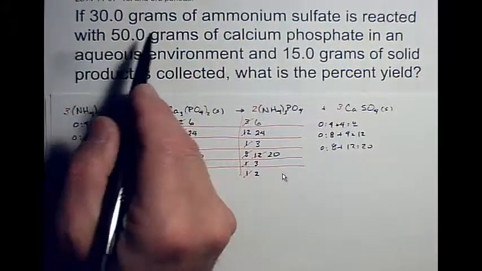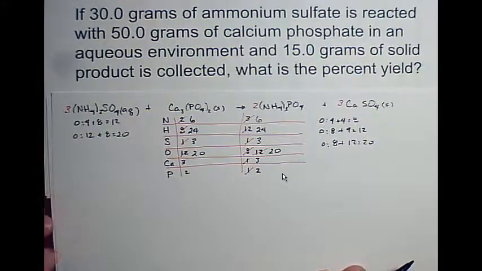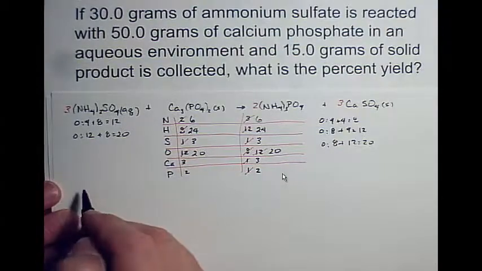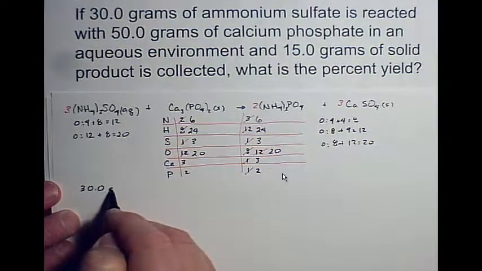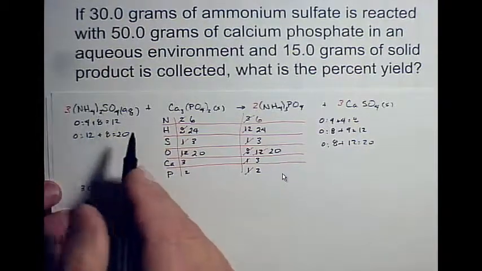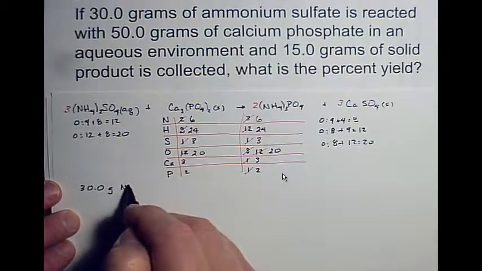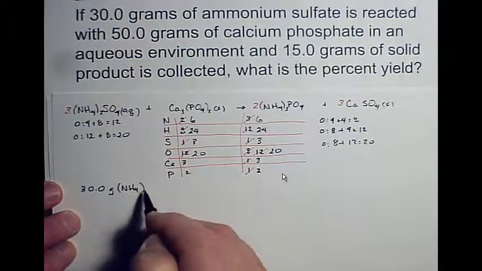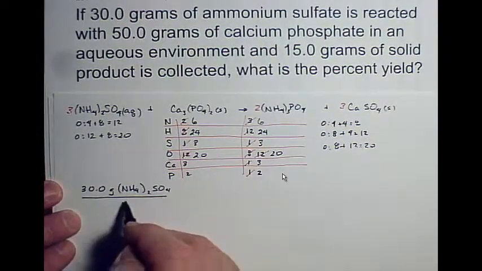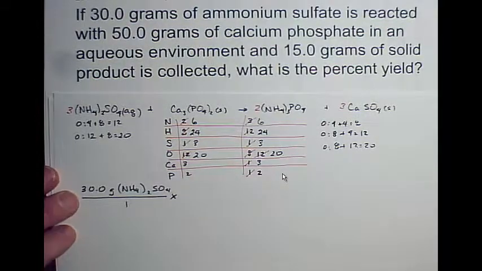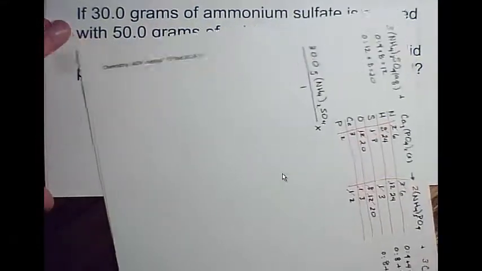All right, so let's start with 30 grams of ammonium sulfate to start our first stoichiometry problem. So I'll put 30.0 grams of ammonium sulfate. That's this compound here. And we're going to put it over 1. Notice I turn my paper sideways, okay? I don't have it like this, all right?